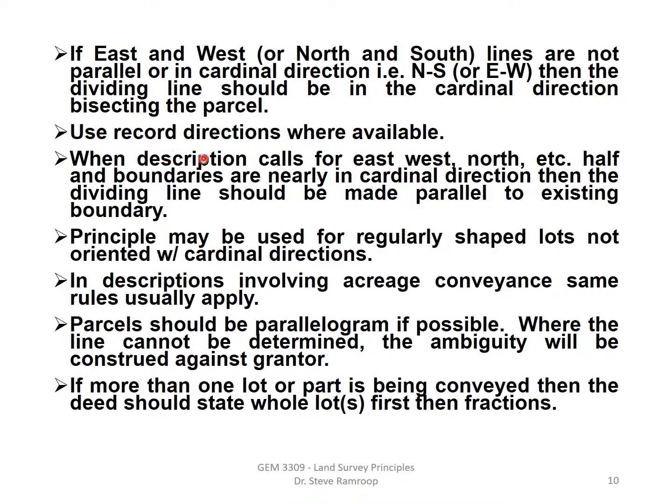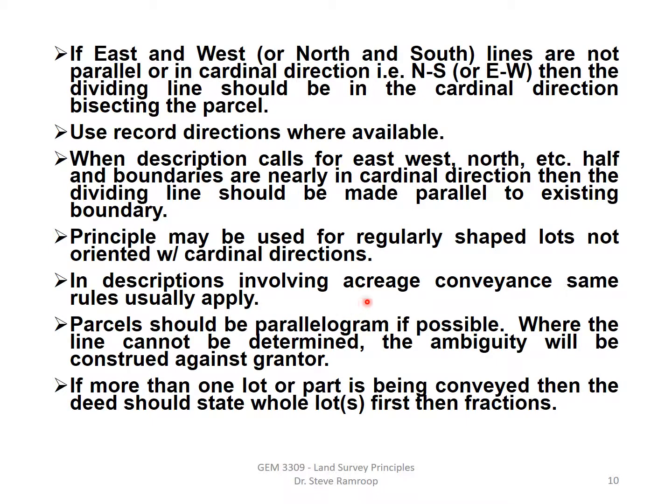Use record directions where available, so you want to make sure to use what's on record in order to do retracement. When the description calls from east to west, north, etc., and the boundaries are nearly in a cardinal direction, then the dividing line should be made parallel to the existing boundary. And there are different scenarios upon which the interpretation of a description can be different. This principle may be used for regularly shaped lots not oriented with cardinal directions.